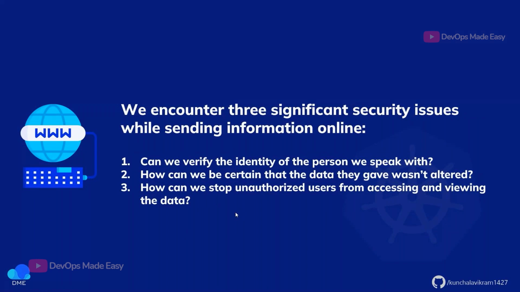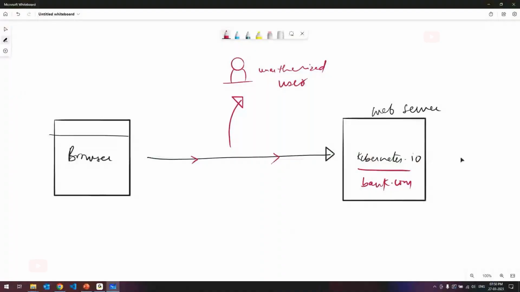The first thing is, here let's assume I need to contact the bank. So how do I know that I am exactly talking to the genuine banking application? What if there is one more bank application which is hosted by some hacker?